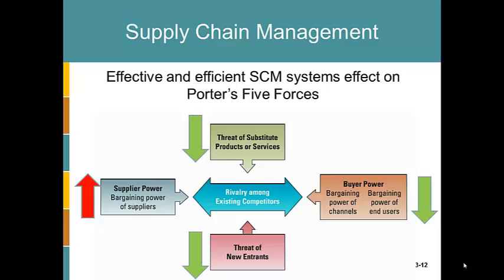So the bargaining power of channels and the bargaining power of end users all decrease, primarily as in the Procter & Gamble and the Walmart case, as both are able to decrease their costs, they're able to decrease their cost for the end consumer. But the consumer then has fewer competitive products that they could go to, so they have less buying power. And the threat of new entrants is decreased as parties enjoy the benefits of the supply chain management system.